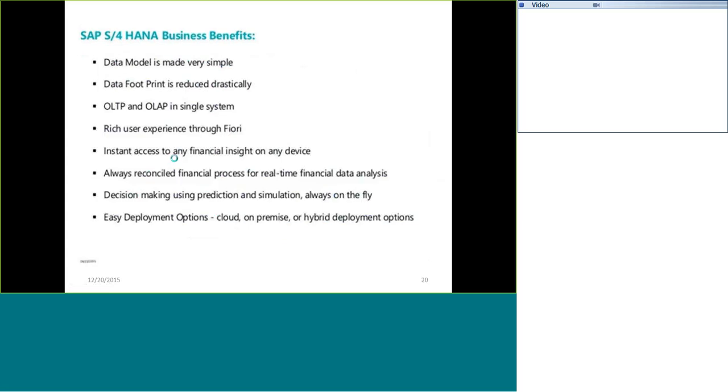Now, HANA business benefits. Before that, let us see the business benefits. So, what are the business benefits we have? The data model is very easy and simplified. The footprint is reduced drastically. OLTP and OLAP in a single system. Rich user experience through Fiori. Instant access to any financial insight on any device. Always reconciled, for real-time financial data analysis. Decision making using prediction and simulation, always on the fly. Easy deployment options: cloud, on-premise or hybrid.